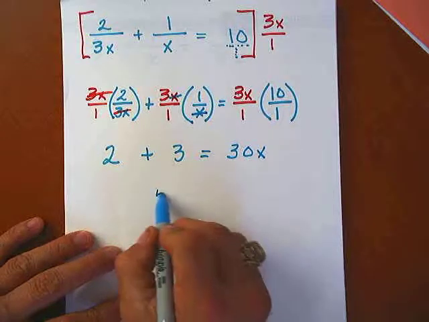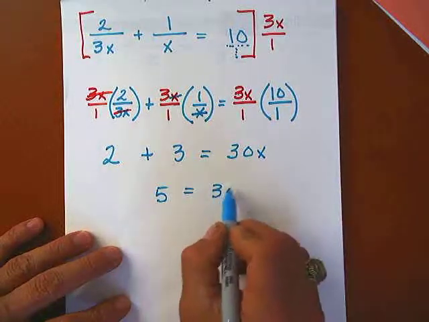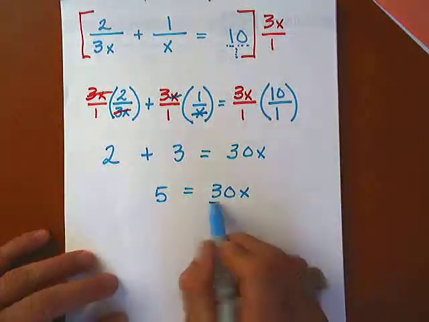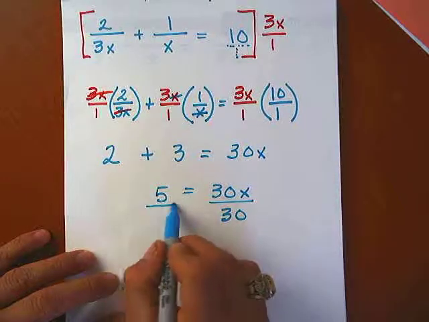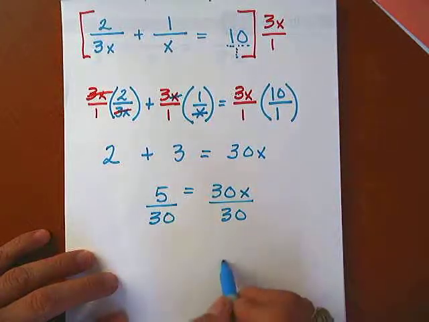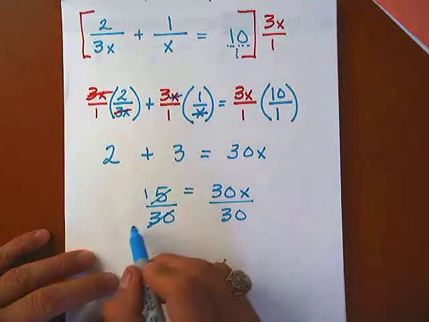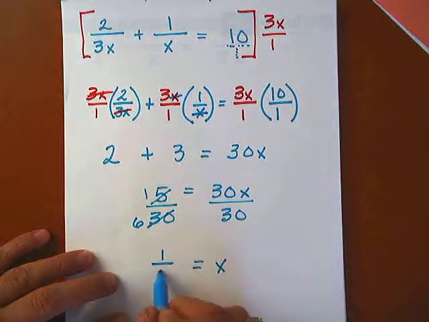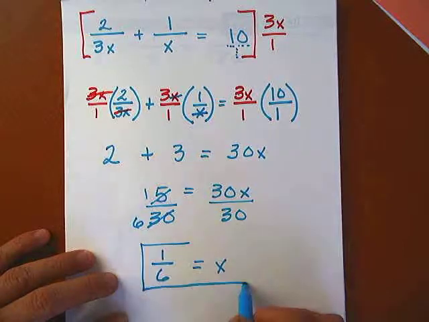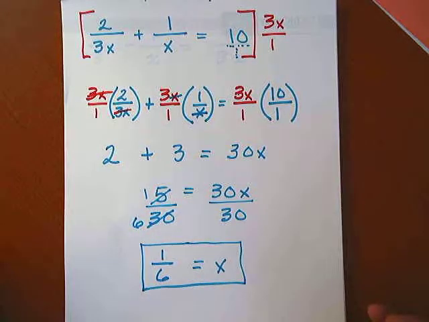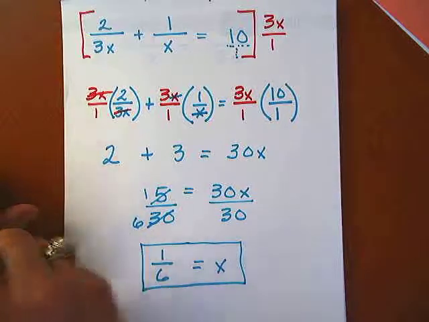and 3x times 10 is 30x, and then that will give you 5 is equal to 30x, and get x by itself, divide by 30, and x is equal to 5 will go into 5 one time, 5 will go into 30 6 times. Your answer is 1/6.